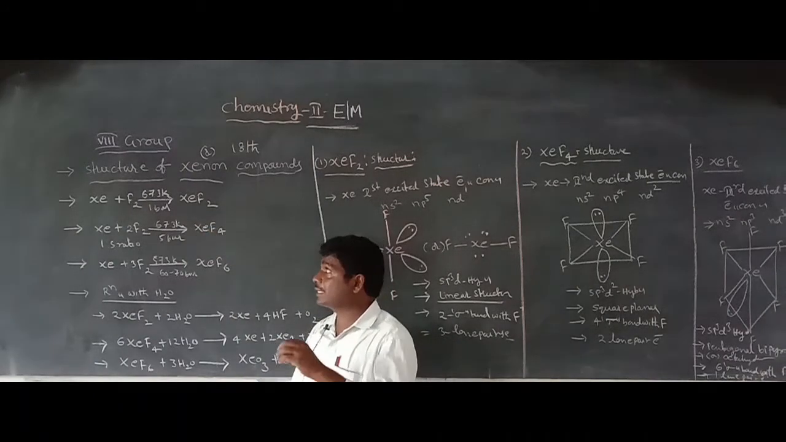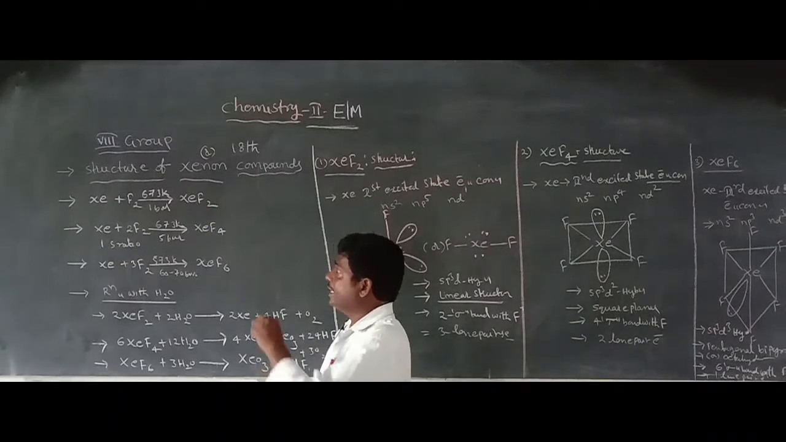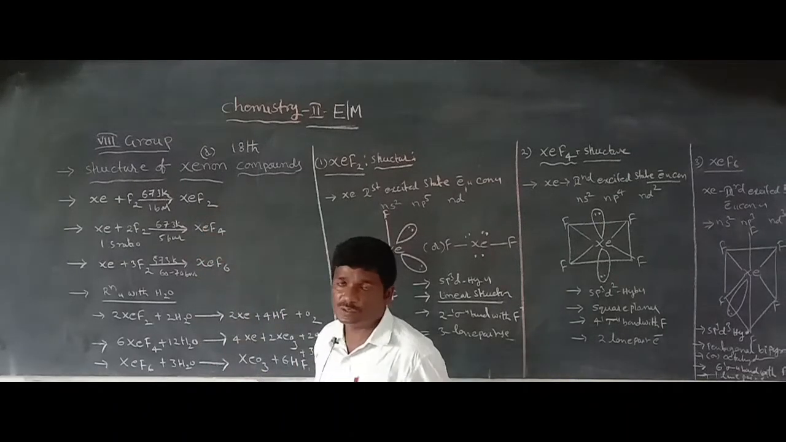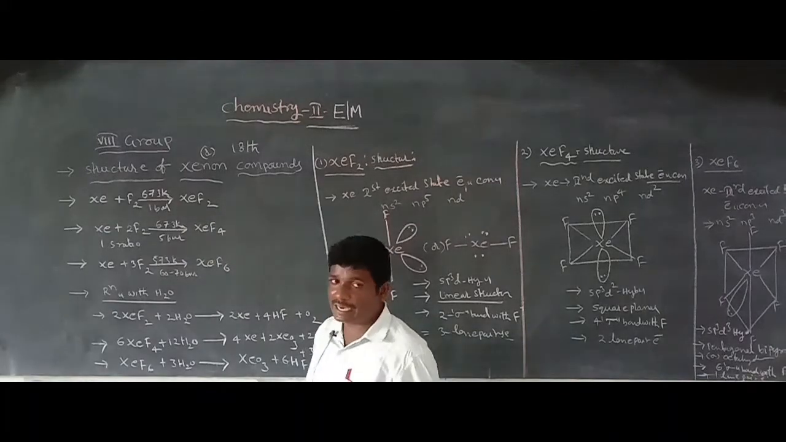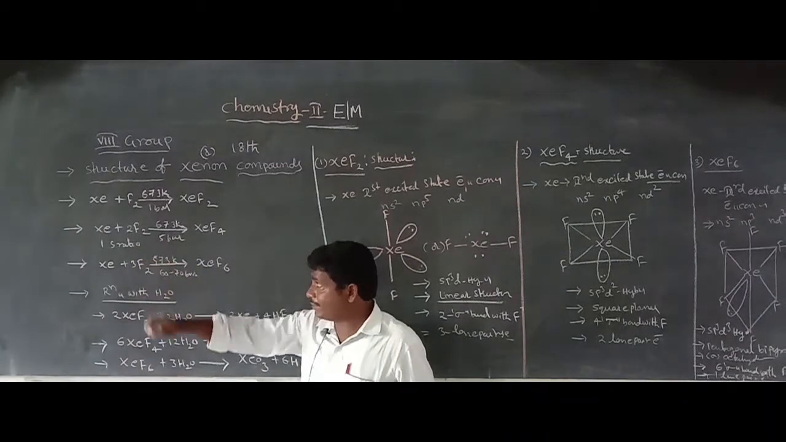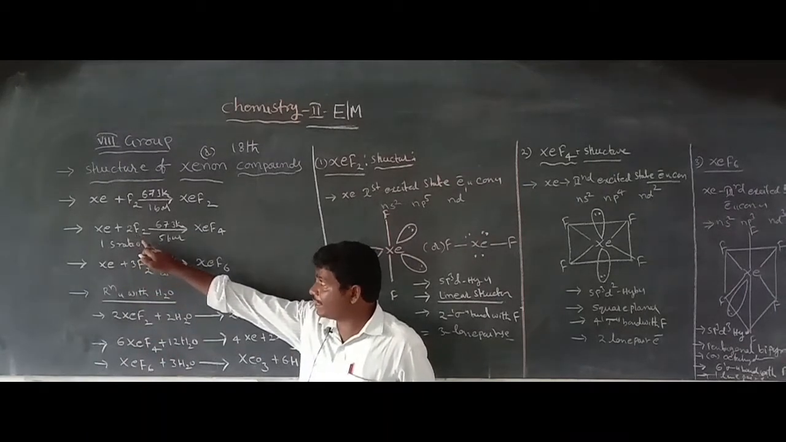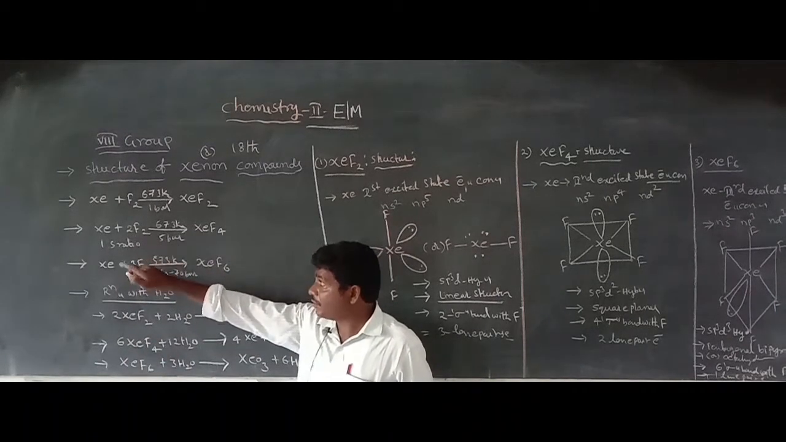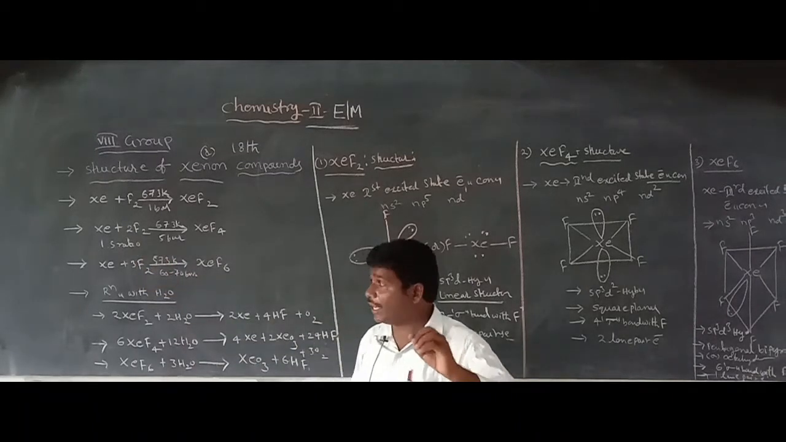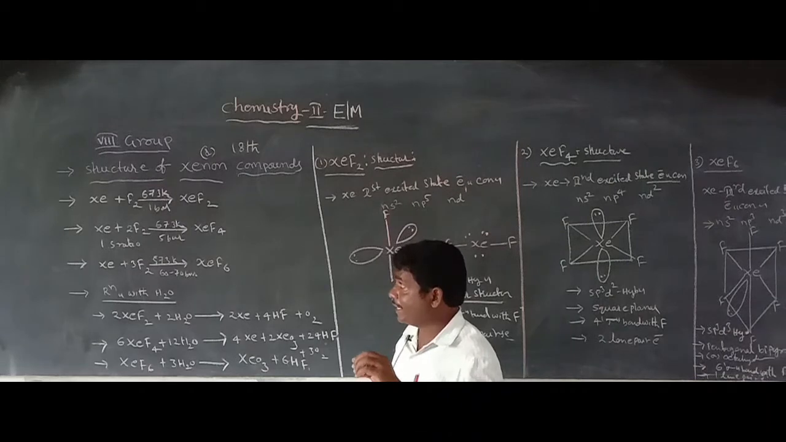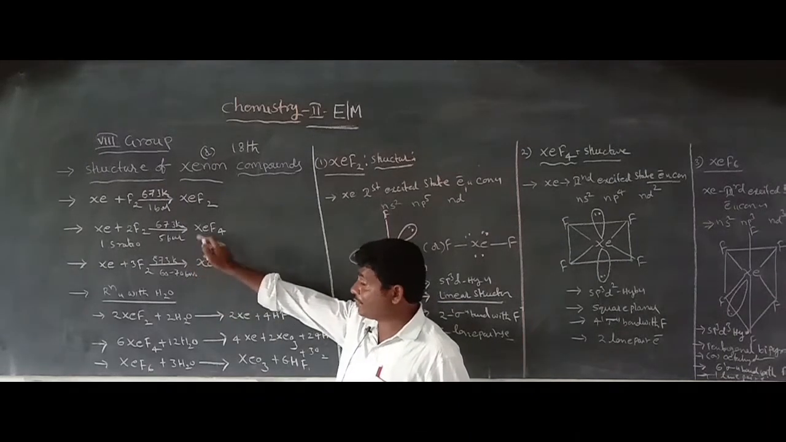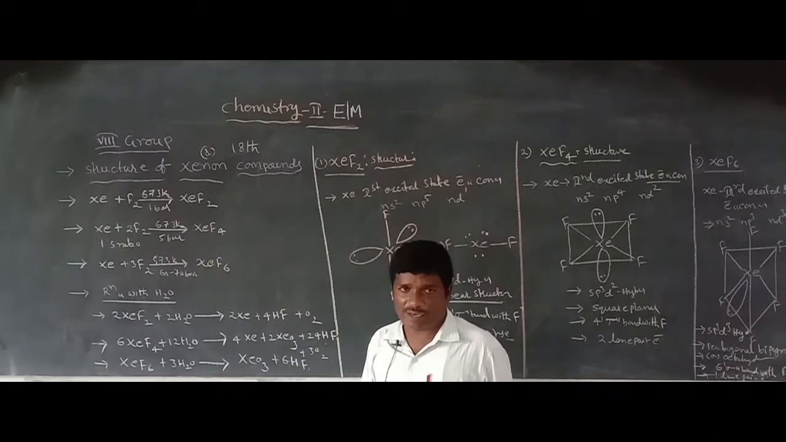Xenon reacts with fluorine at 673 Kelvin, 1 bar pressure, to form xenon difluoride. Next, the second one: xenon reacts with 2 moles of fluorine, at a 1:5 ratio of xenon and fluorine, at 673 Kelvin and 5 bar pressure, to form xenon tetrafluoride.